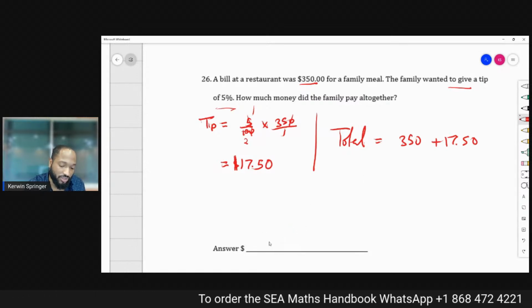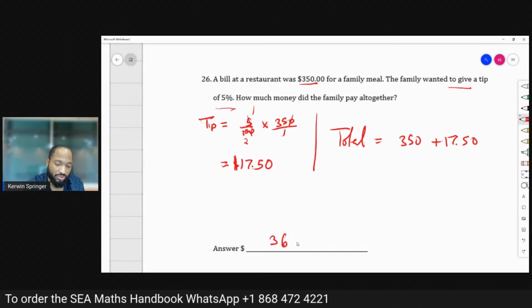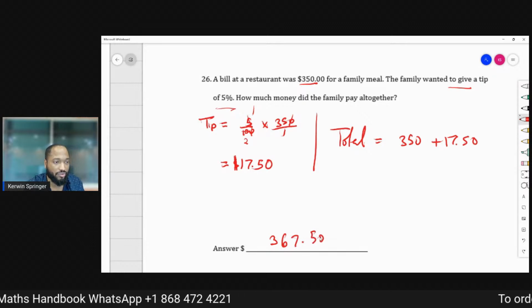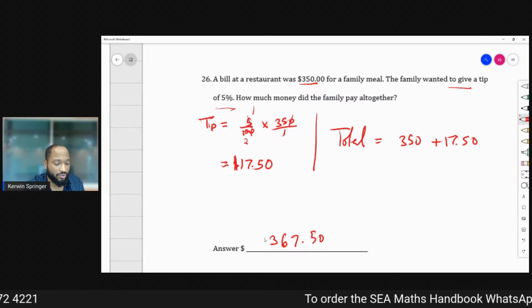Why am I numbers floating in the sky like that? 3, 6. Why taking so long? 7.5. 3, 6, 7.5. 367.5.